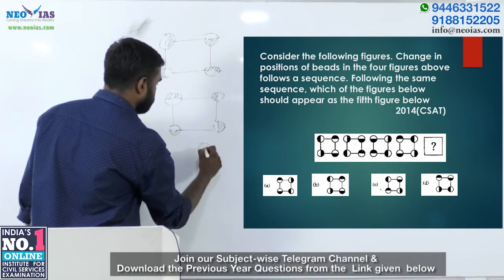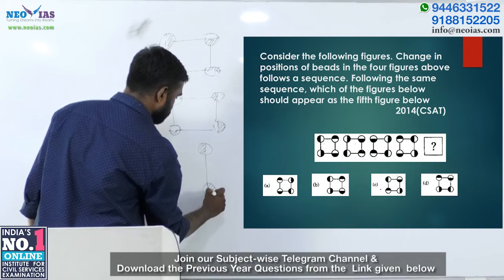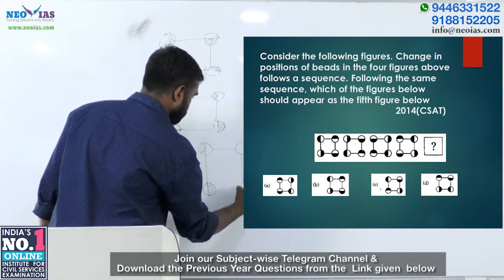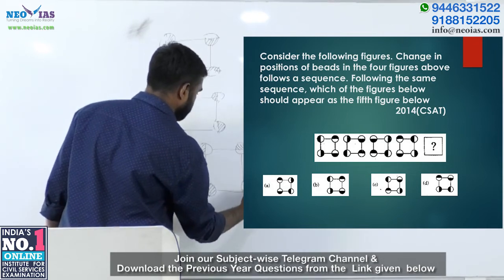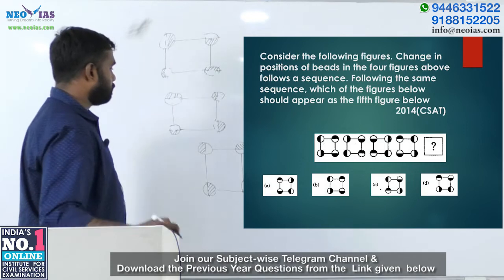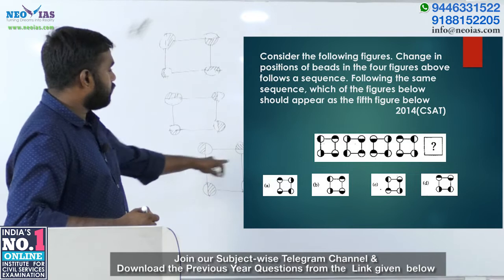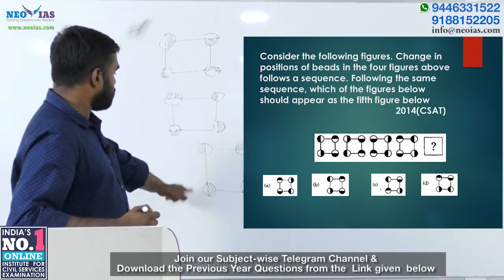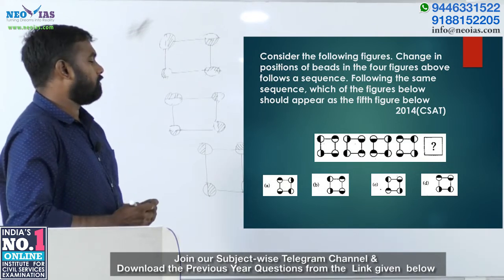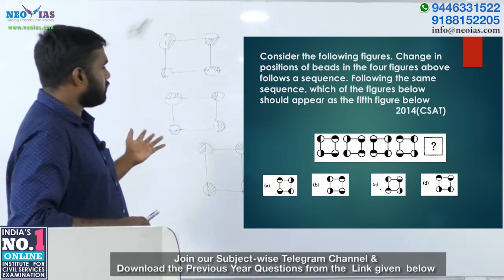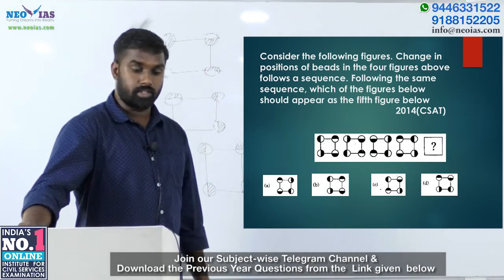So what happens? This is what happens in the case of the beads. So this is similar to the first one, and such an option, option B, will be the answer. Just draw if you are getting confused. But drawing is not necessary in these figure arrangements. You can just visualize and answer the questions very easily.